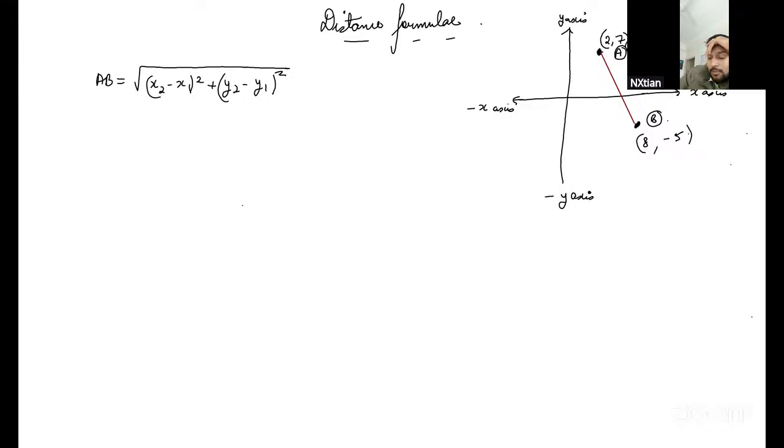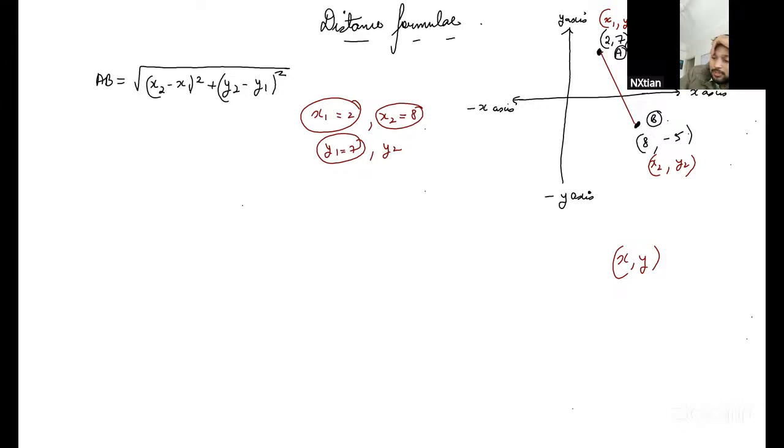I told you always that coordinates are written in the form of x comma y. So for any point you can take x1 or x2, there is no bound. For example, this is first, so I will write x1 comma y1 here, and x2 comma y2 here. In this, x1 is 2, x2 is 8, y1 is 7, and y2 is minus 5. So we have all these values.